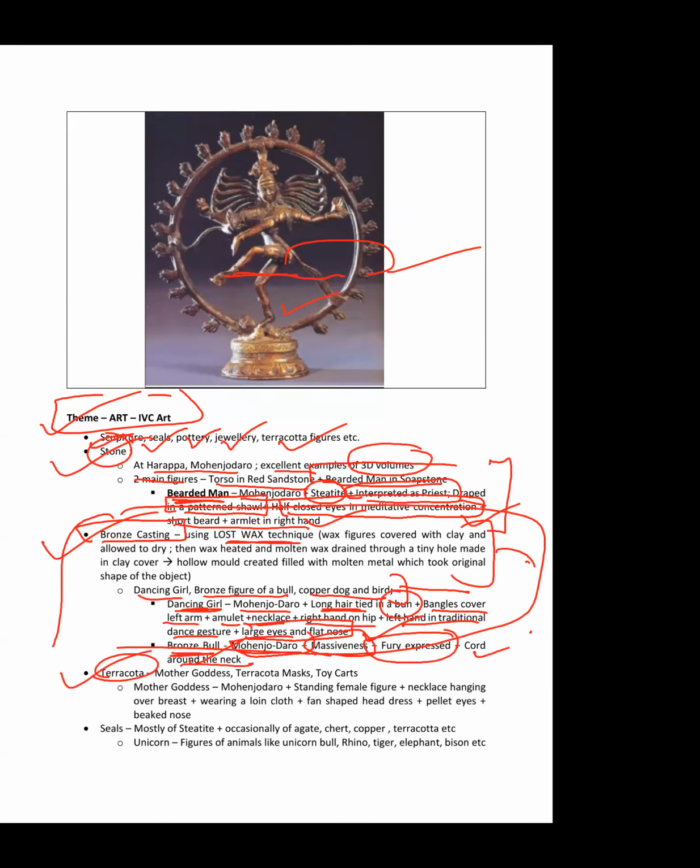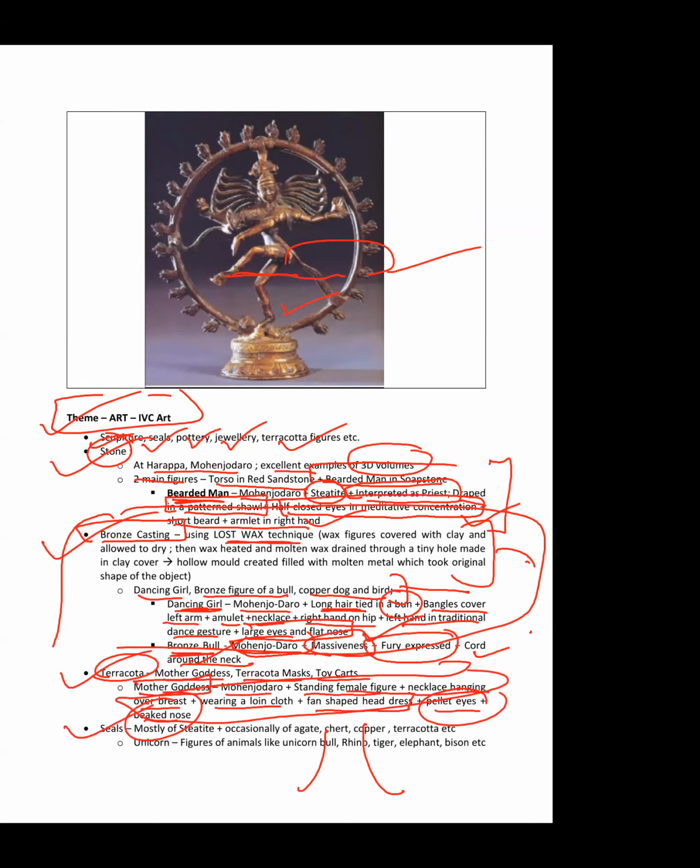Next are the terracotta images, the most prominent being the mother goddess, then terracotta masks and toy carts. Mother goddess from Mohenjo-daro: standing female figure, necklace hanging over the breast, wearing a loin cloth, fan shaped headdress, some kind of dress on the head, pellet eyes, beaked nose, right? Remember this if you can, otherwise just remember the upper part, right? This much is more than enough.